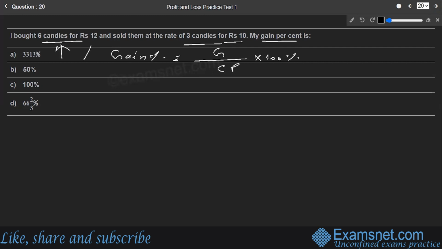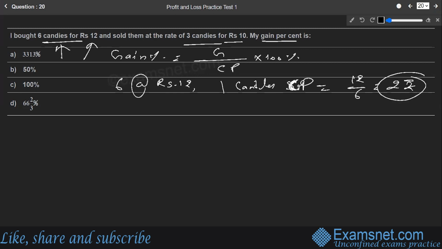6 candles bought at rupees 12. Okay, so one candle's selling price is how much? One candle's selling price is one candle's cost price, because they have been just bought, they had not been sold. One candle's cost price is how much? 6 candles for rupees 12, so that is 12 by 6, that is 2 rupees. So one candle has been bought at a cost price of 2 rupees.